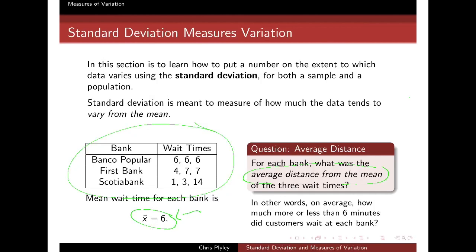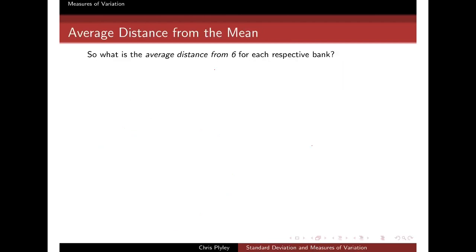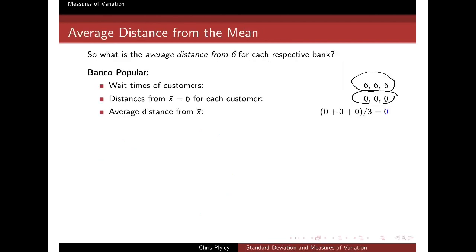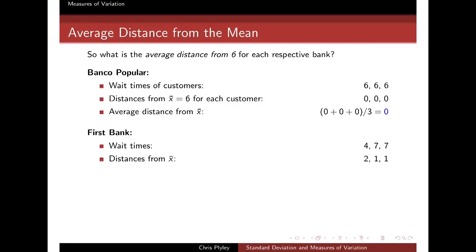And so, did you do it? Did you find the average waiting time, distance from the mean for each of these other two banks? At Banco Popular, we had 0 minutes average distance from the mean waiting time. At First Bank, our customers waited 4 minutes, 7 minutes, and 7 minutes. So their distance from 6 minutes was 2 minutes, 1 minute, and 1 minute respectively. This is just 6 minus 4 and 7 minus 6 twice.